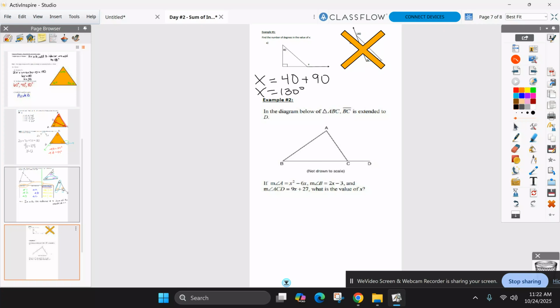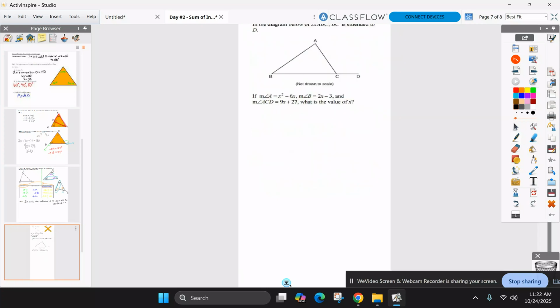Questions? Oh boy, wait till you see this one. You're gonna hate it, and I'm gonna love it so much. Let's do it. Here we go. Buckle up. Angle A, x squared minus 6x. Angle B, 2x minus 3. And, okay, ACD. Everyone see where that angle is? It's not interior, it's exterior. Yes, yes. ACD, 9x plus 27.